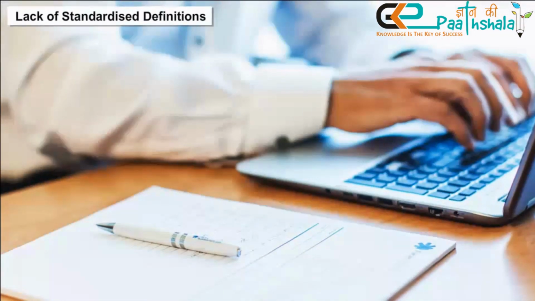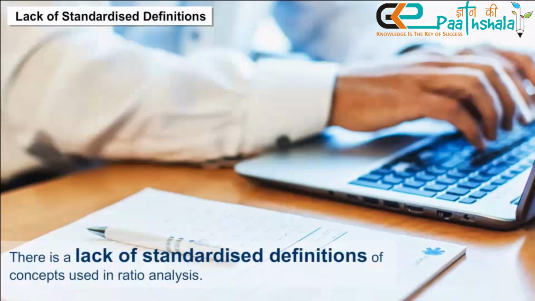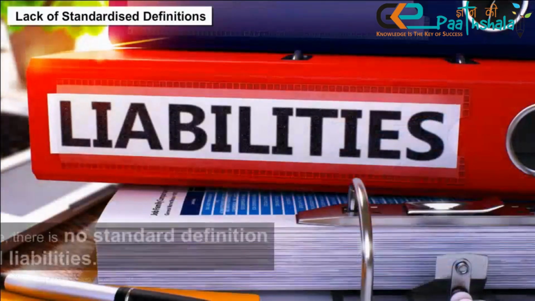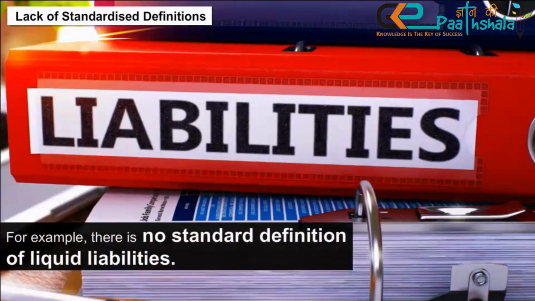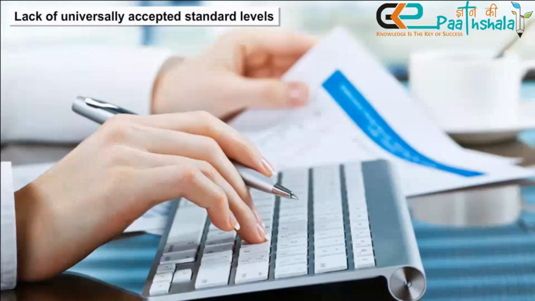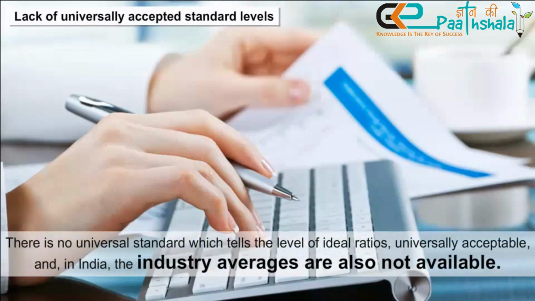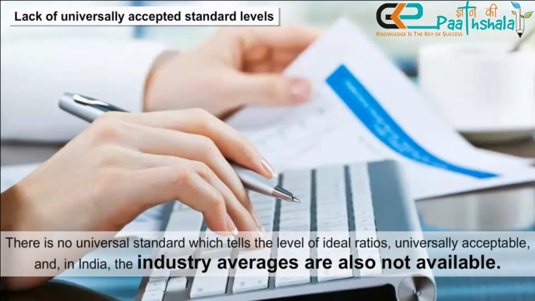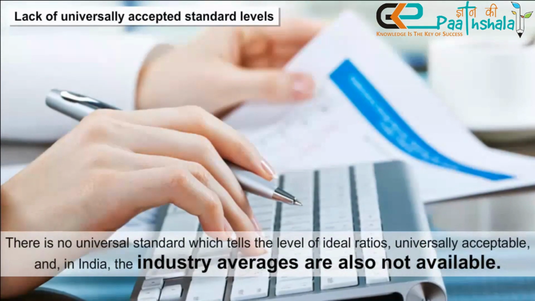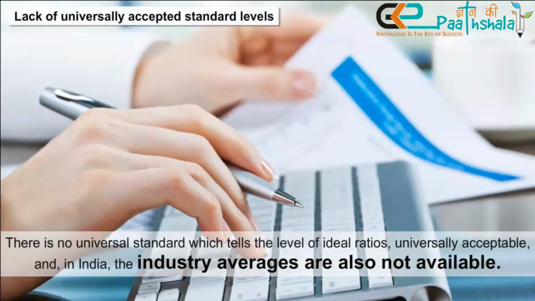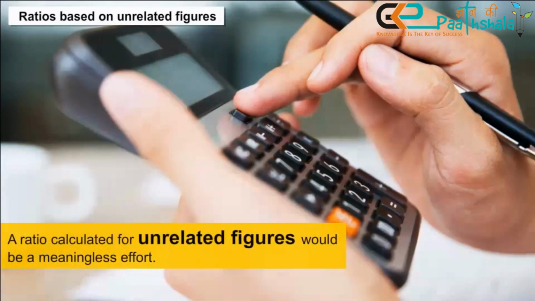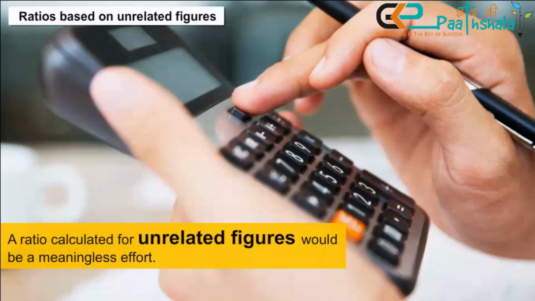Lack of standardized definitions. There is a lack of standardized definitions of concepts used in ratio analysis. For example, there is no standard definition of liquid liabilities. Lack of universally accepted standard levels. There is no universal standard which tells the level of ideal ratios, and in India, the industry averages are also not available. Ratios based on unrelated figures: a ratio calculated for unrelated figures would be a meaningless effort.